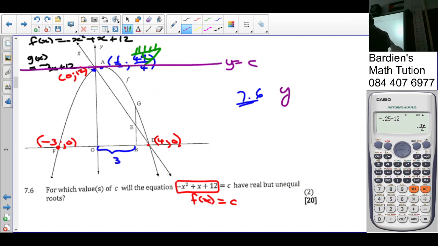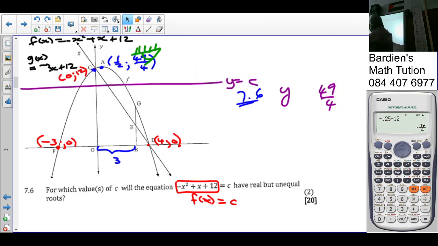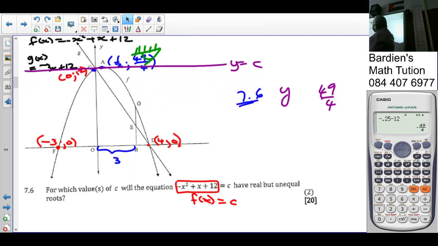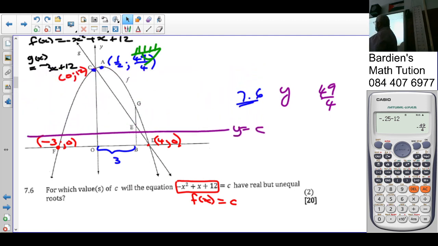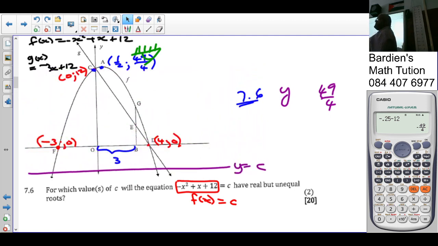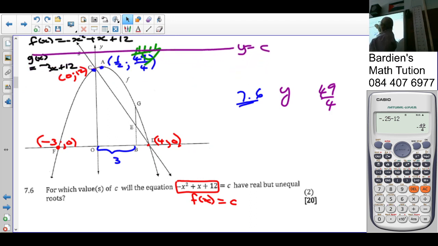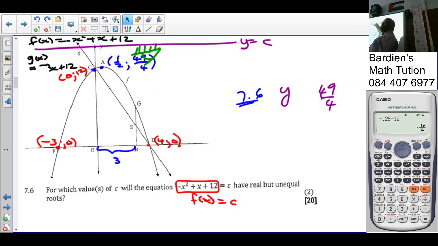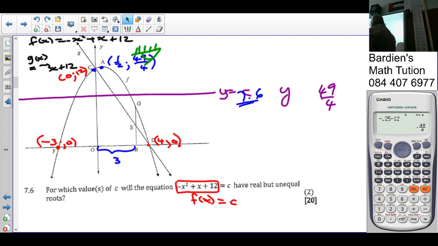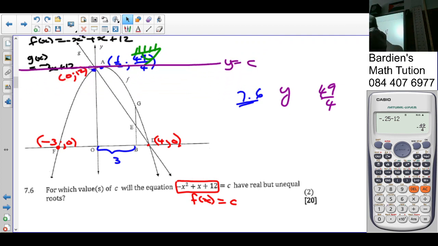So y and 49/4. What does it have to be to 49/4? It must be any value less than 49/4. Can you see that? Can it be 49/4? No. Equal. Can it be more than 49/4? No. Why? Otherwise it would be non-real. So for real but unequal roots, the C must just be less than 49/4.